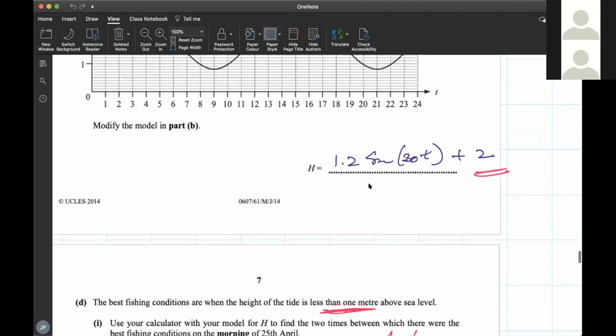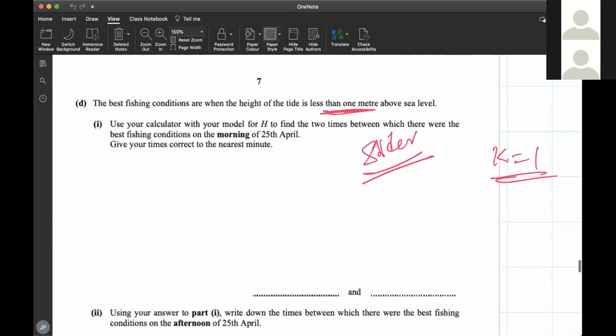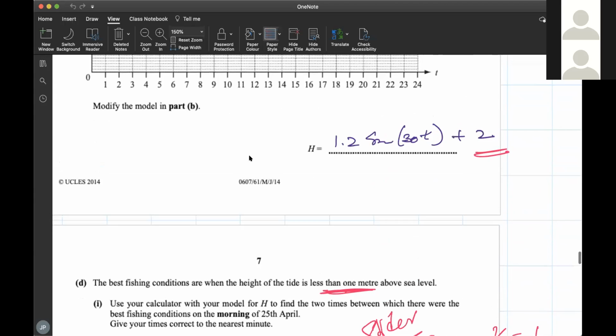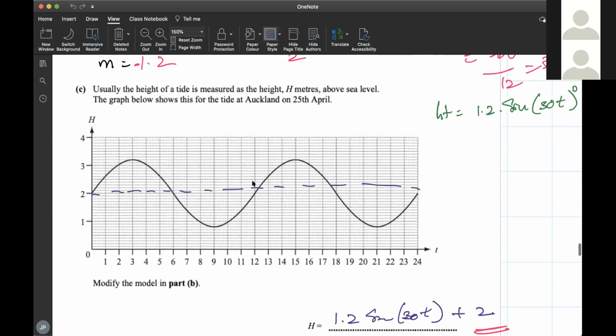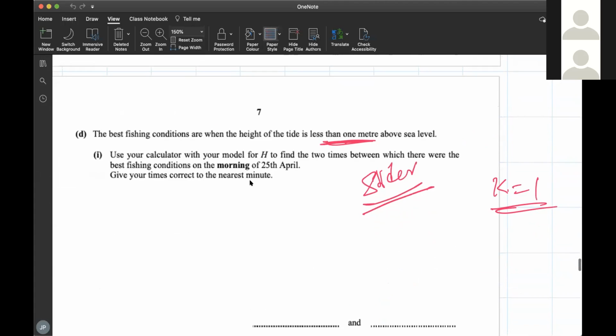This is our model, 1.2 sine 30t plus 2. If you have your calculator, you can go ahead and plot another line, y equals 1. Don't put k equals 1; the value of k is 1, so y is equal to 1. Find the point of intersection. Give your time to the nearest minute, because this is hours, 1, 2, 3. They want the nearest minute.